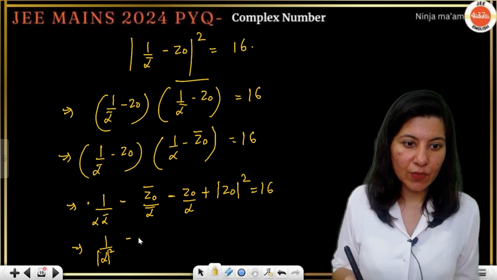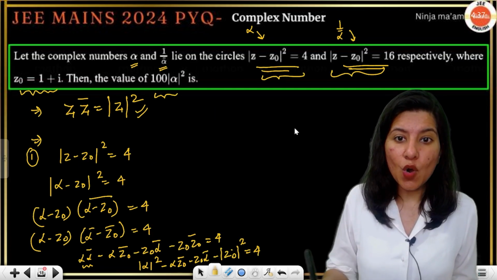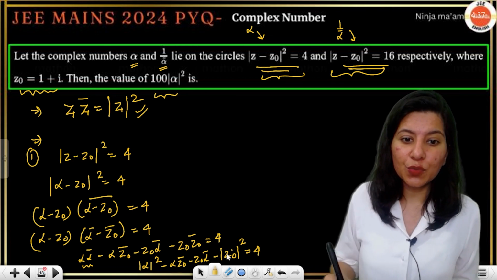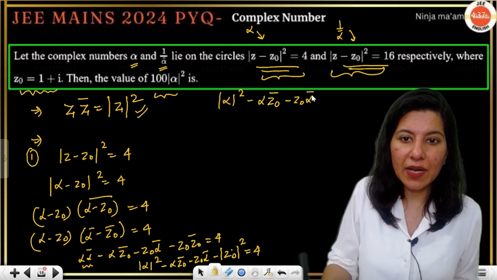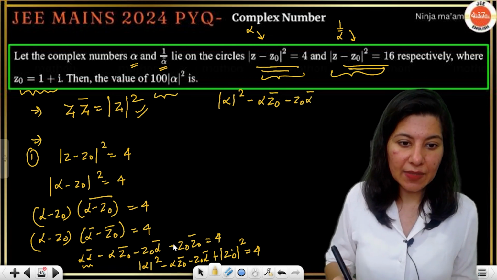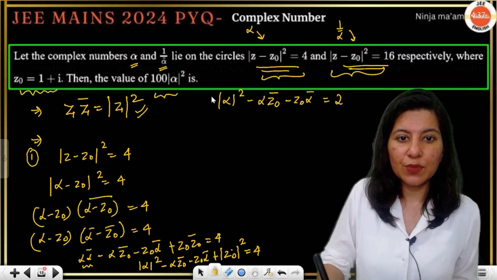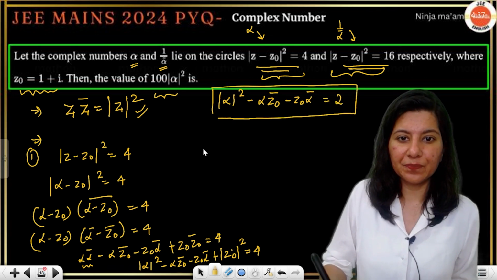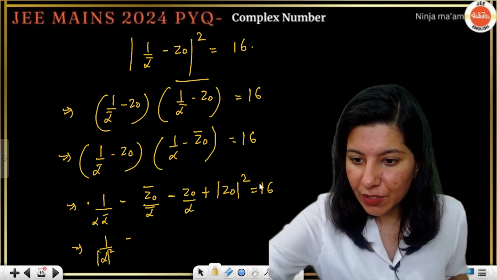Clear. 1 by alpha square minus mod z naught square. Tell me, mod z naught square, can you see it is root 2 square. So this is coming out as alpha square minus alpha z naught bar minus z naught alpha bar. This is actually plus. This is also plus and this is 2. So this is equals to 2. This is the first equation. Okay. Second equation, right?